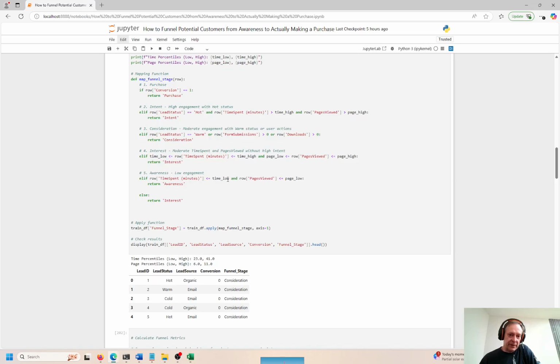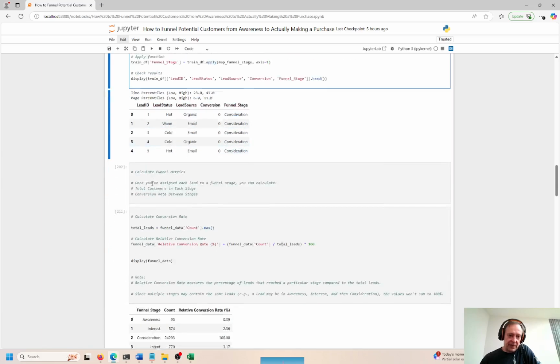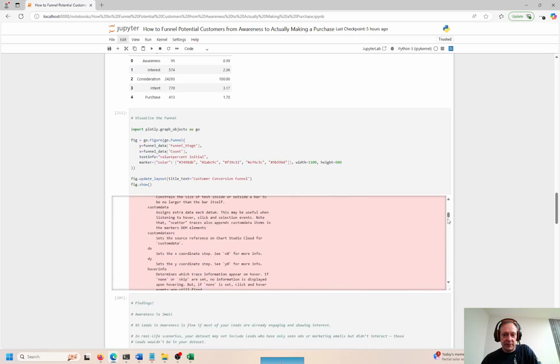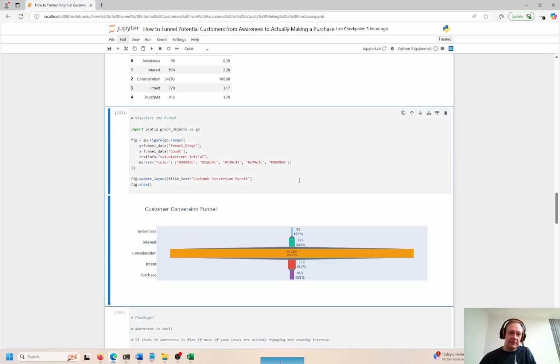So awareness is low time spent and low page count. So awareness is basically some very, very simple exposure. Oh, it didn't like that. Shoot, what happened here? Let me try it again. I was just trying to expand the chart. That's weird. Why would it not?